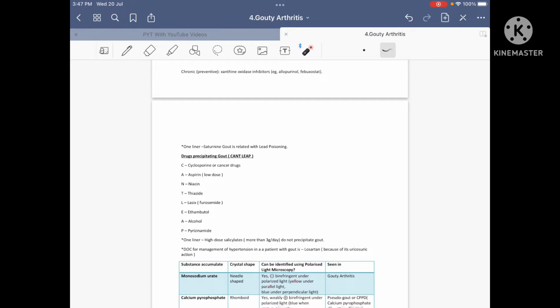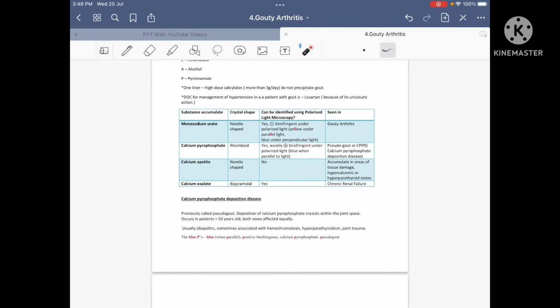Saturnism, lead poisoning, is associated with gout. This is a one-liner you should remember. Drug precipitating gout, the mnemonic is CANT LEAF. C stands for cyclosporine or cancer drug, A stands for aspirin, niacin, thiazide, Lasix which is furosemide, ethambutol, alcohol, pyrazinamide. And as we read, aspirin can precipitate gout, but high dose salicylate does not precipitate gout. It is also asked. And thiazide, Lasix, these antihypertensives precipitate gout, but the antihypertensive of choice in a patient with gout is losartan. Also remember it. These are very commonly asked.